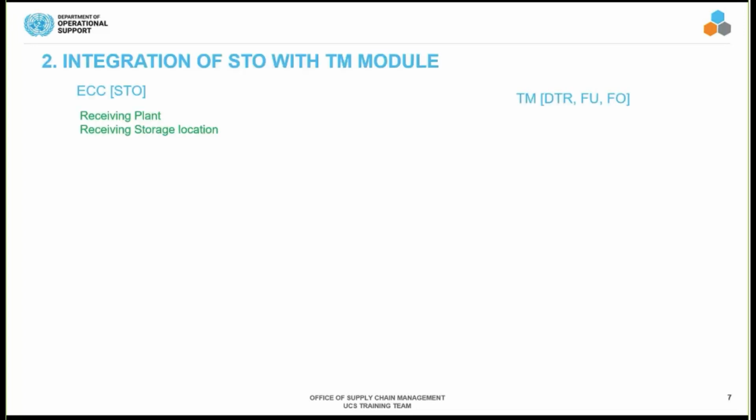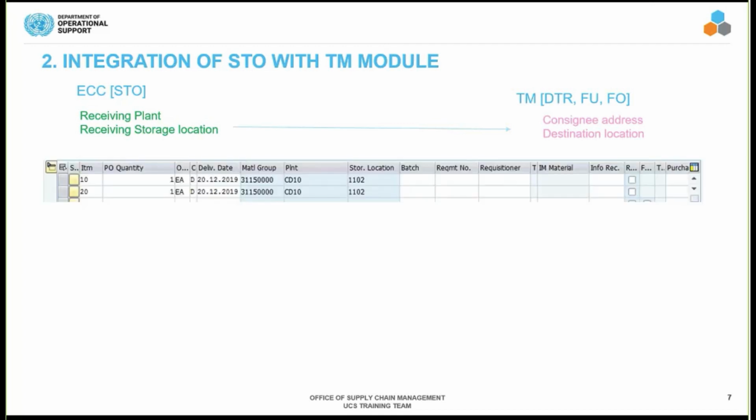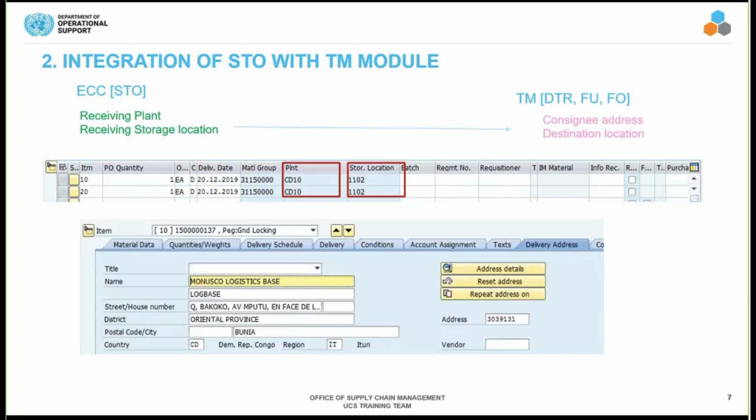With regards to the receiving plant and receiving storage location, it has impacts in TM. It impacts in the form of consignee address and destination location. This is a screenshot of the receiving plant and storage location that you insert in the STO. This is at the item level in the STO of the receiving plant. In this example it is MONUSCO.